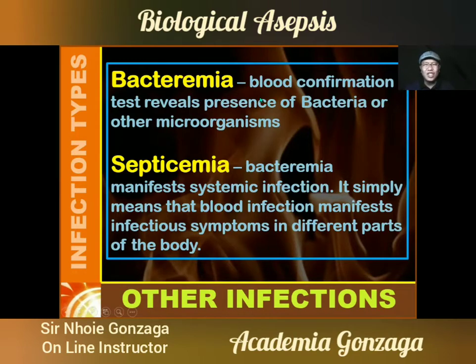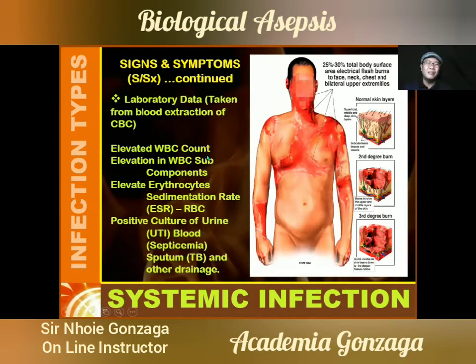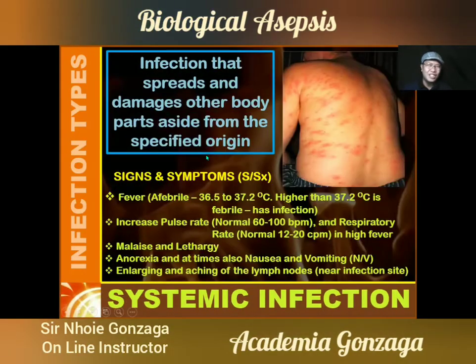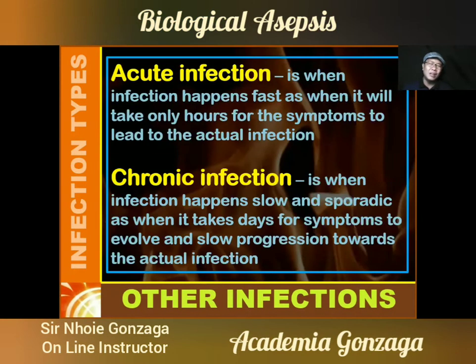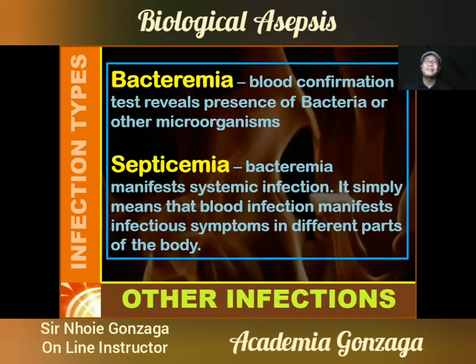Bacteremia is just a confirmation that bacteria is there. But the spreading is called septicemia. Okay? So you have three. Localized infection, infection in just one place. You have systemic infection, infection in one place but scatters through all parts of the body. You will also have bacteremia, okay? Presence of microorganism in the blood, and septicemia, presence of microorganism with manifestation of already traveling in different parts of the body.